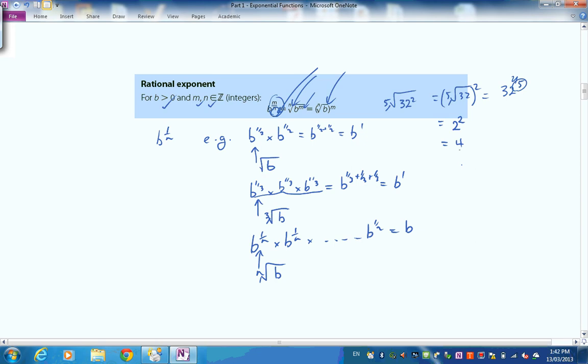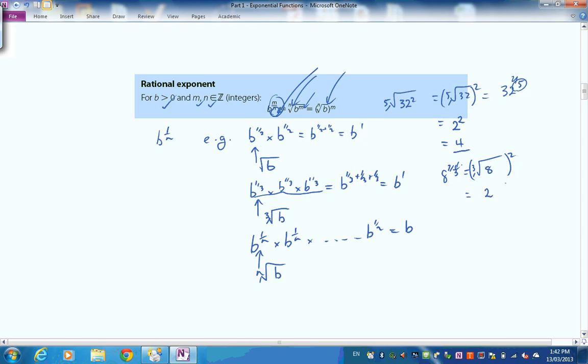So what about something like 8 to the 2/3? Do the bottom part, means the cube root of 8 all squared. The cube root of 8 brings the size of the number down.